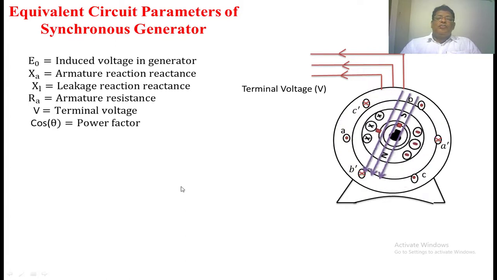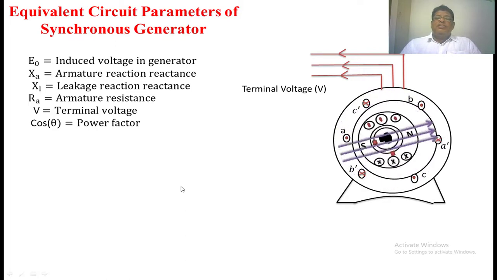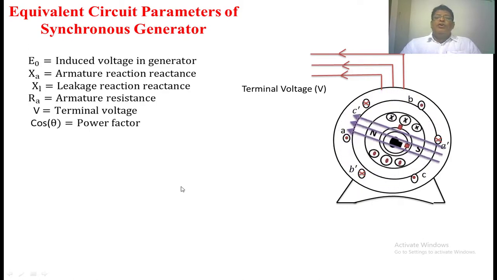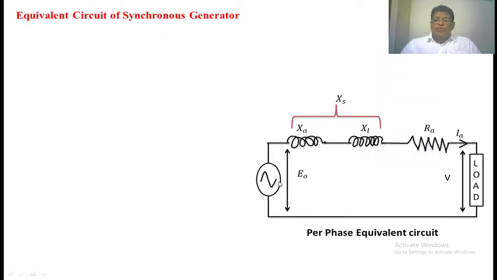Now we are going to develop the equivalent circuit of a synchronous generator. Since it is a three-phase machine, we are going to develop the equivalent circuit only per phase. This is the excitation voltage E0. This is the armature reactance. This is the leakage reactance. The sum of these two is the synchronous reactance. This is the armature resistance. IA is the armature current. This is the load, and V is the voltage across the load.